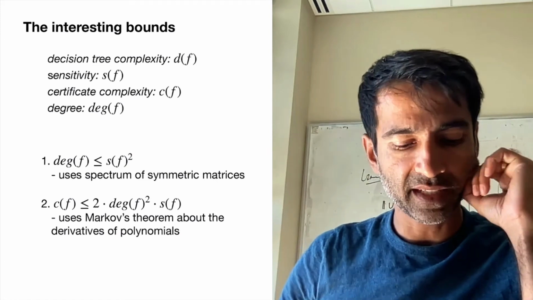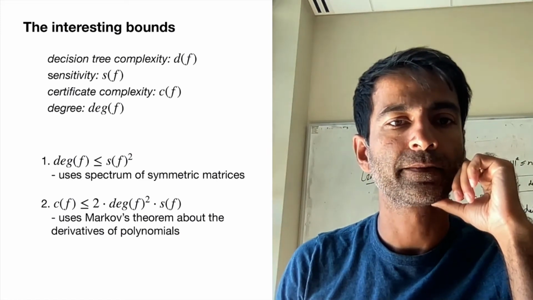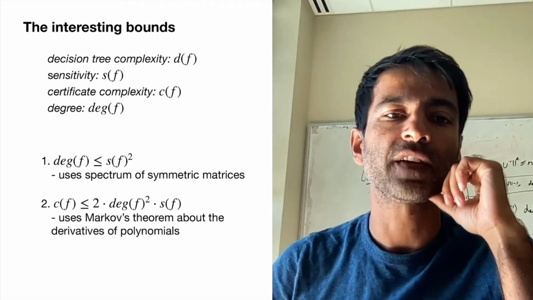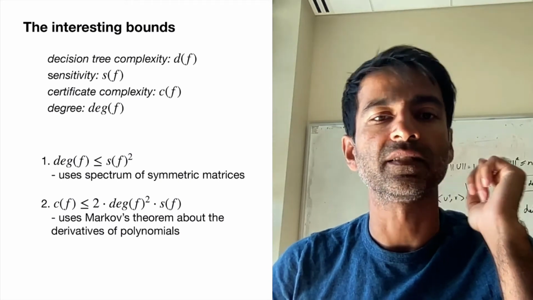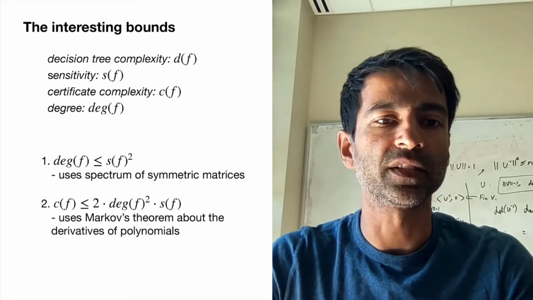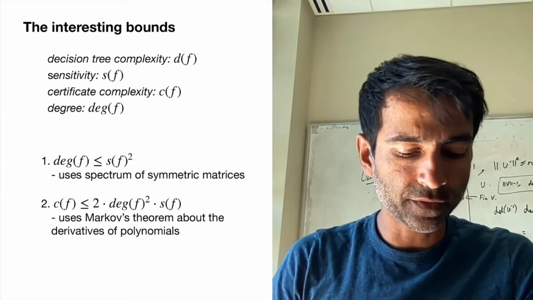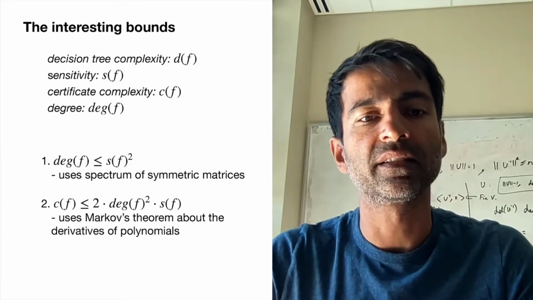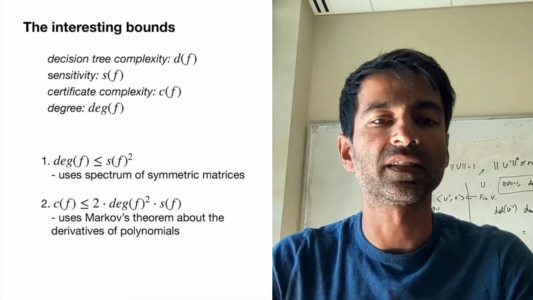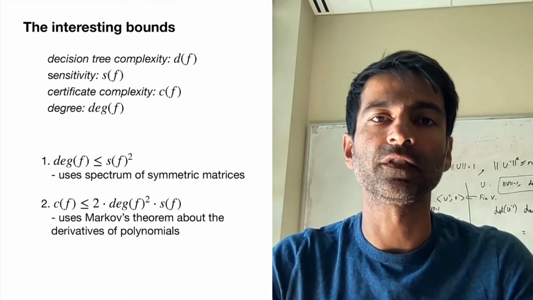The first one says that the degree of the function is bounded by the square of the sensitivity. And to prove this, we'll use several facts pertaining to the spectrum of symmetric real matrices. The second one says that the certificate complexity can be bounded by the degree and the sensitivity, and this uses a really beautiful result called Markov's theorem that bounds the derivative of bounded polynomials.